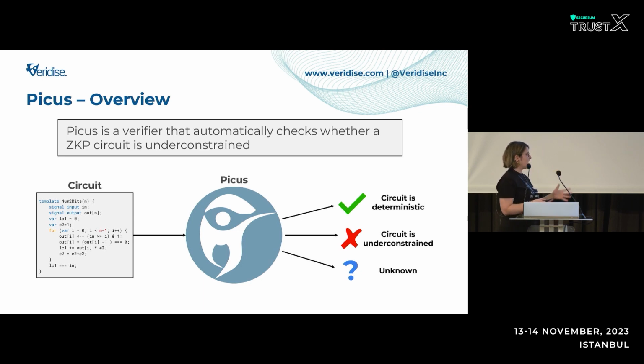And in the case Picus outputs unknown, it means that it reached the timeout we provided it with, because the users have to provide the timeout for the process, the analysis, right? It cannot run forever.